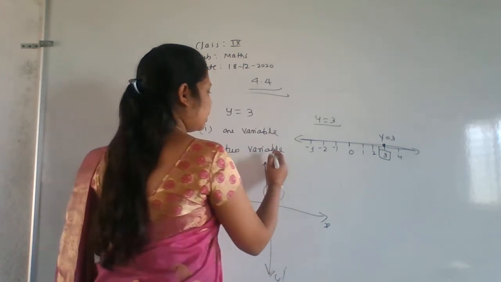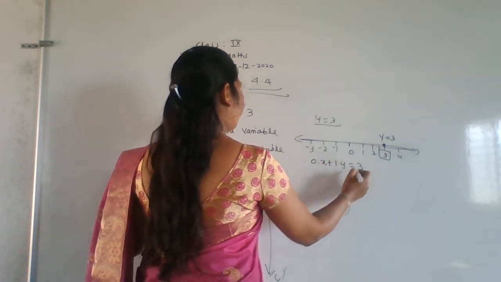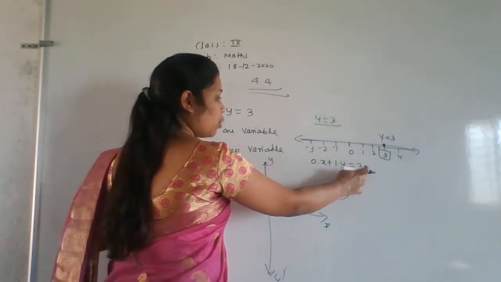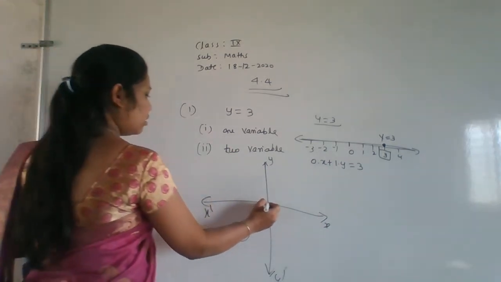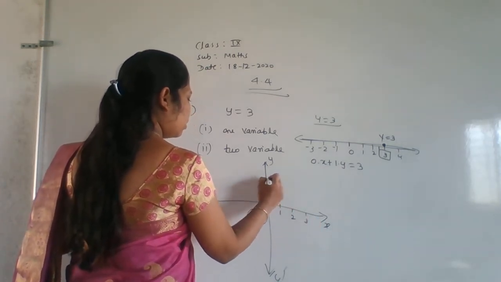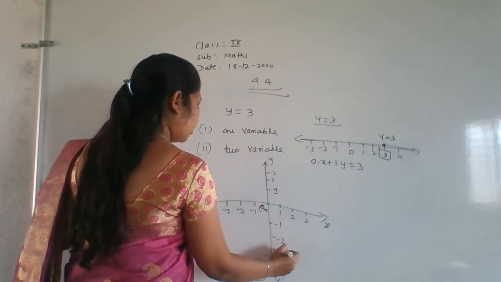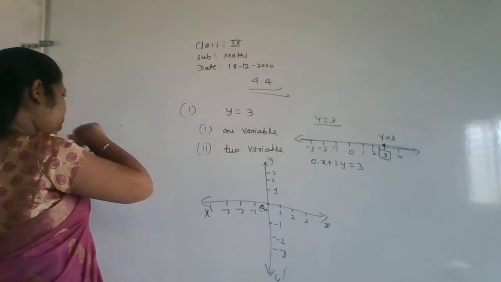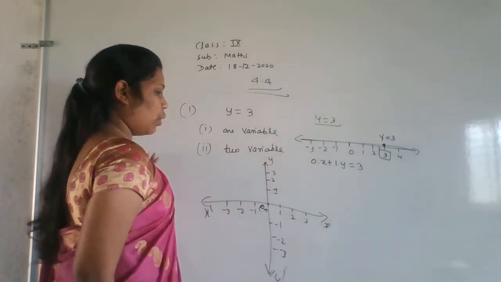Okay, so y is equal to 3 can be written as 0 into x plus 1 into y is equal to 3. The coefficient of y is 1, the coefficient of x is 0, and that is equal to 3 here. Okay, so now the values: this is 0, 0 here. 1, 2, 3. 1, 2, 3. Minus 1, minus 2, minus 3. Minus 1, minus 2, minus 3. So here the values are, x is already 0 only. So it will always be 0 only. x is always 0.